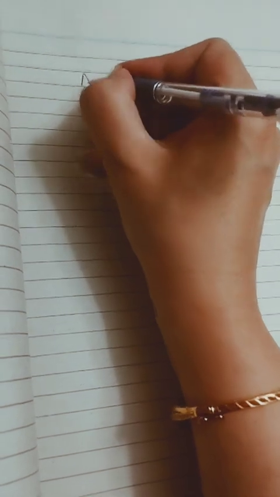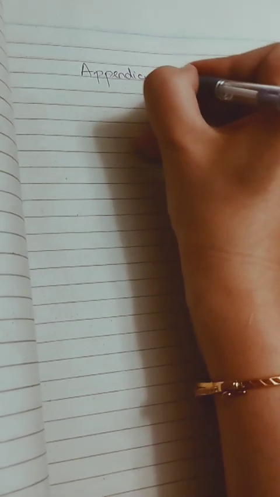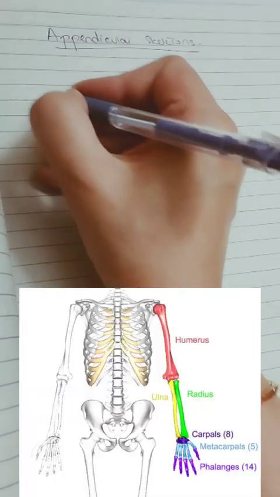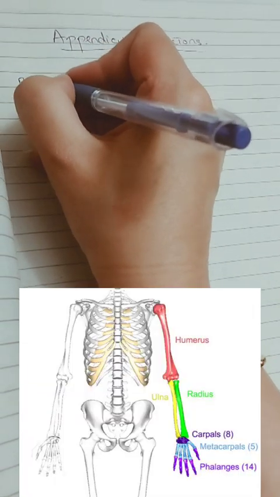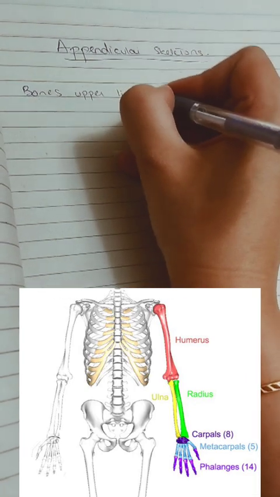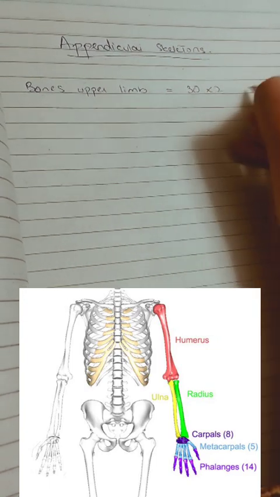Let's move on to the appendicular skeleton, which means the bones which are present in our limbs. The upper limbs being our arms, the shoulder, the hands, and the lower limbs being our legs, thighs, feet, etc. Now the bones in the upper limb are 30 on each side, so we have 60.